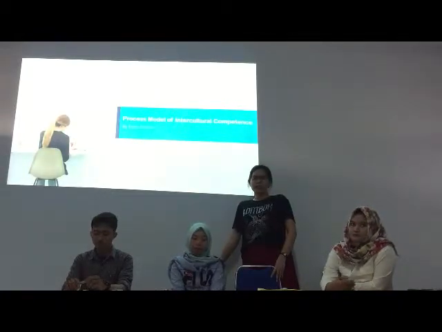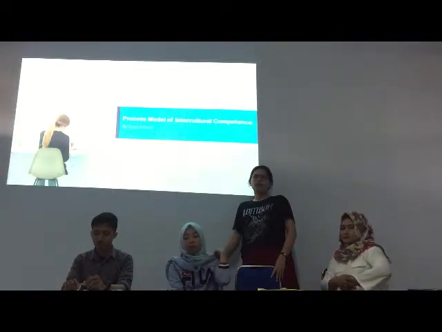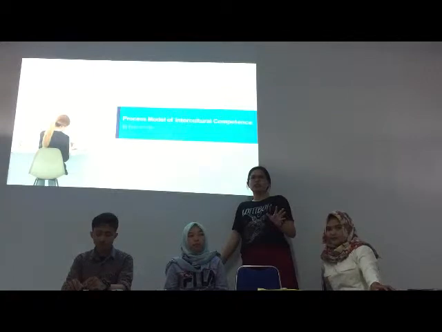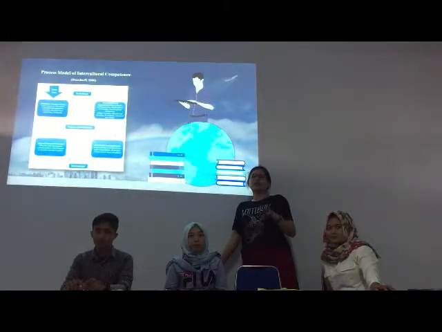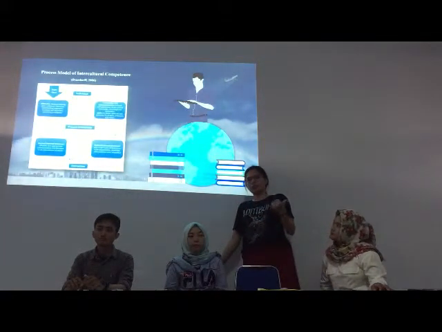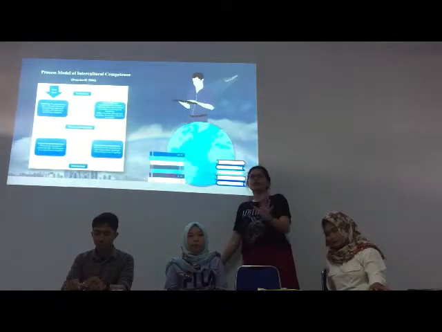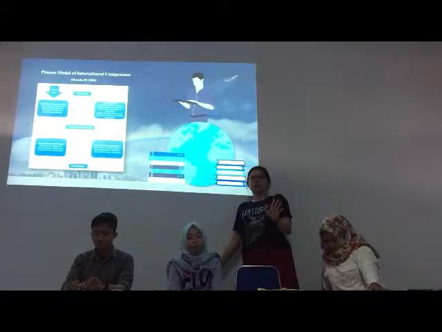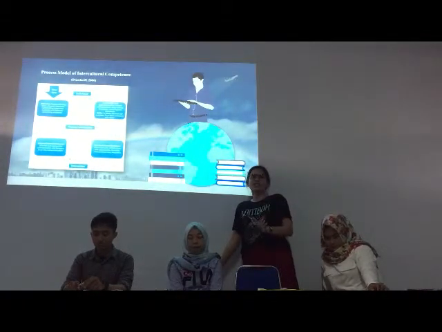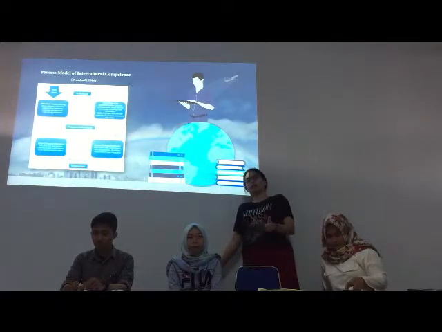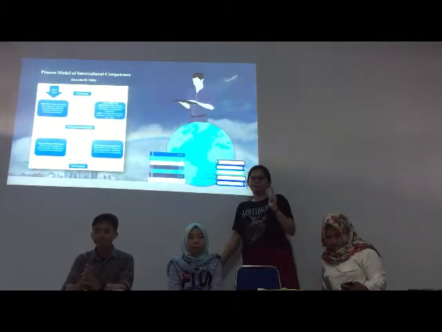But before explaining this part, I just want you to know that, based on Deardorff 2006, he believes that there are three key elements of intercultural competence. The first one is the skills, the second one is the knowledge, and the third one is attitude. And then why are there five elements based on his experiments? It is because when the process model of intercultural competence is happening, there are two outcomes that are possible. The first one is internal, and the second one is external outcomes.